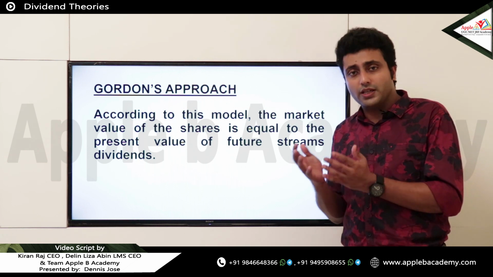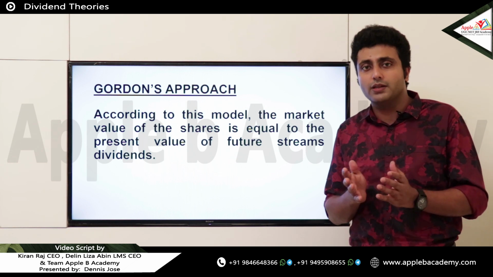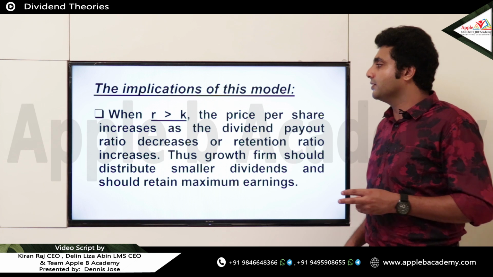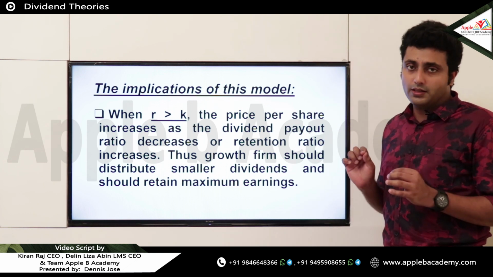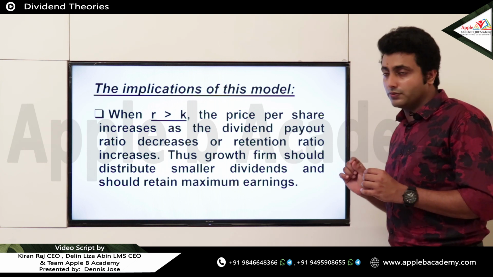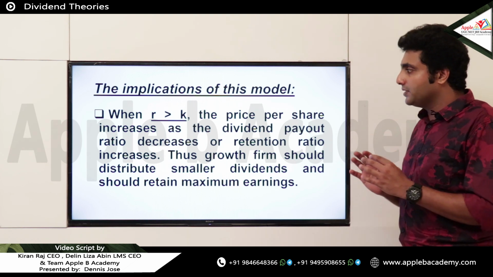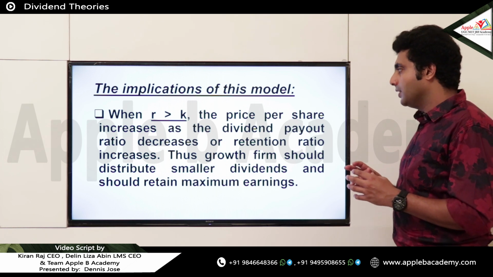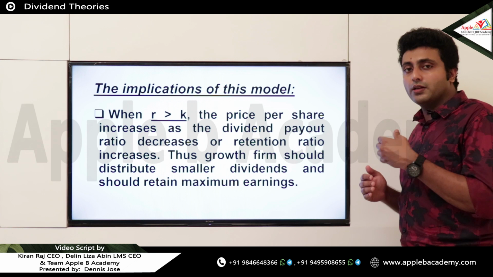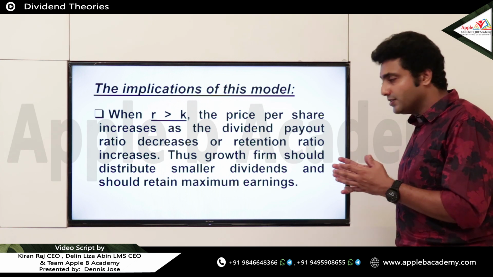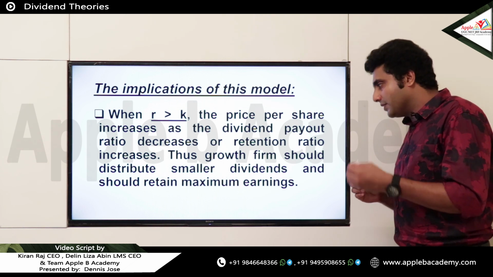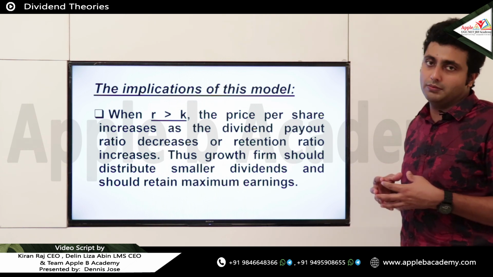The future expectation of dividends has an impact on the present market price of shares. There are 3 implications in this model. When R is greater than K, the internal rate of return is greater than the cost of equity capital, the price per share increases because the dividend payout ratio decreases or retention ratio increases. So, what does that imply? The growth firm should distribute smaller dividends and should retain maximum earnings.